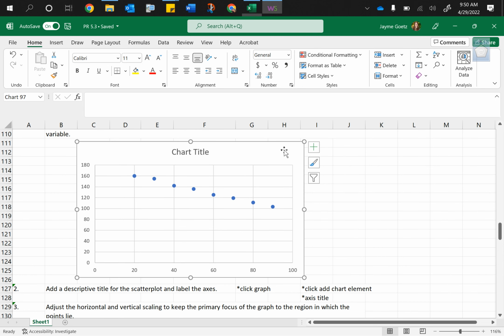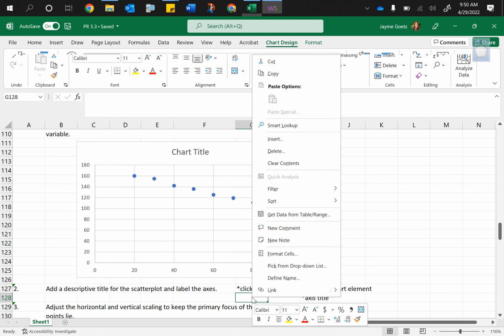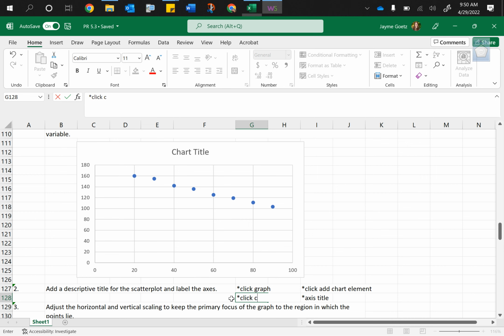All right, here we go. Click on your graph. Notice I just clicked up here. I didn't click on the data. I just clicked on the graph. Then up here, you need to go to Chart Design. Sometimes when you click on the graph, it goes there automatically, but just know you're going to go to Chart Design. If you want that noted, you can do that down here. So click Chart Design.